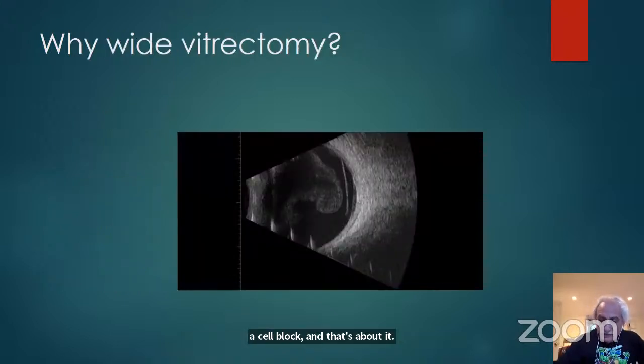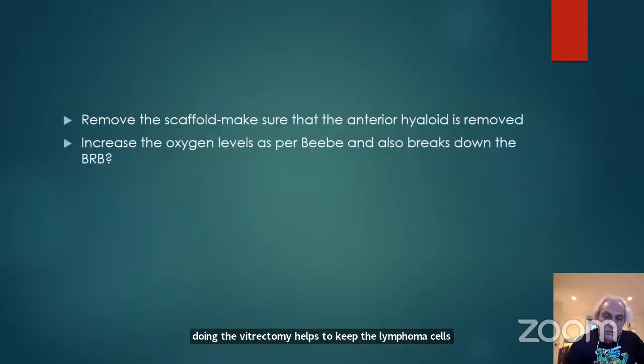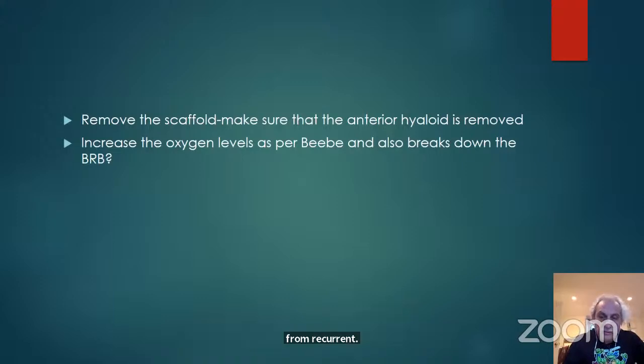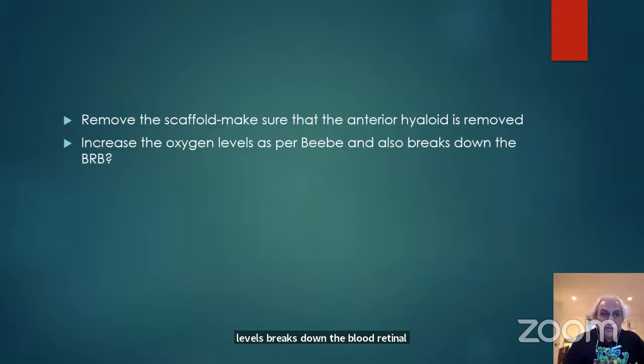So why a wide vitrectomy? Well, there's a case report in the literature that just doing the vitrectomy helps to keep the lymphoma cells from recurring. And the question is whether you remove the scaffold and whether that helps, and whether increasing the oxygen levels breaks down the blood-retinal barrier. Nobody knows, but you do debulk the vitreous. As I said, they have a very high Ki-67, and so debulking helps in decreasing the chances of recurrence.